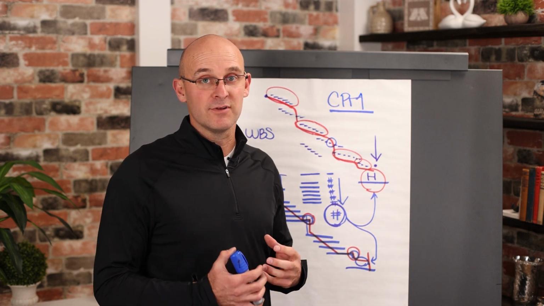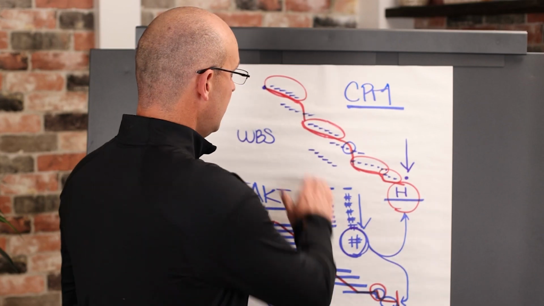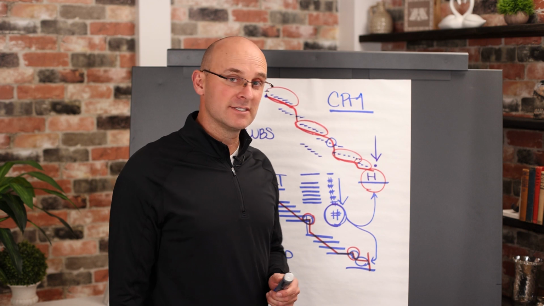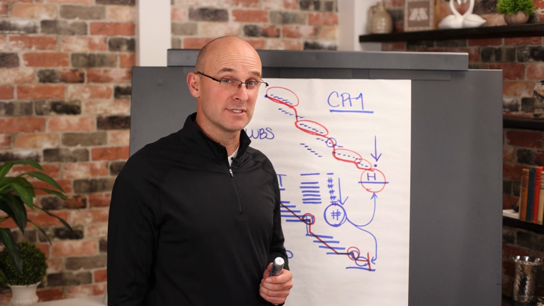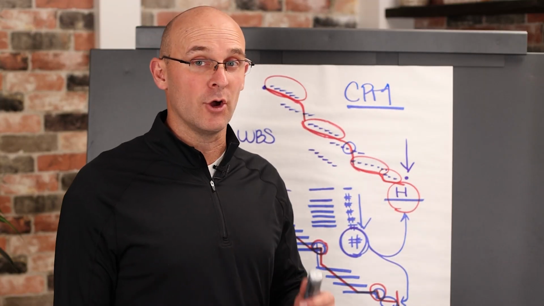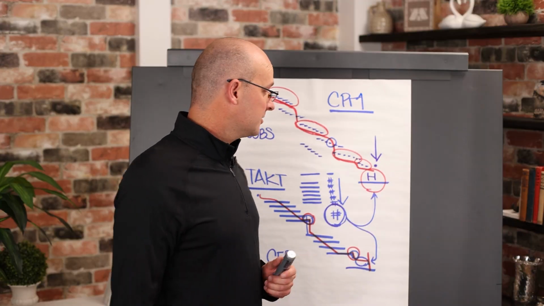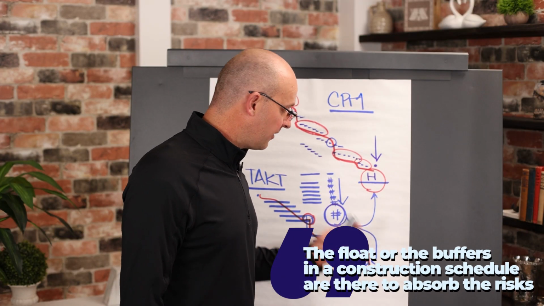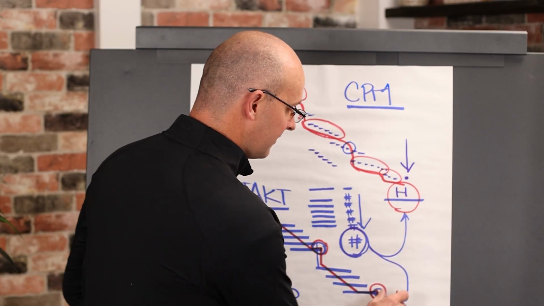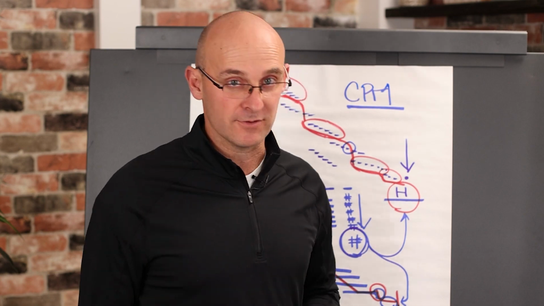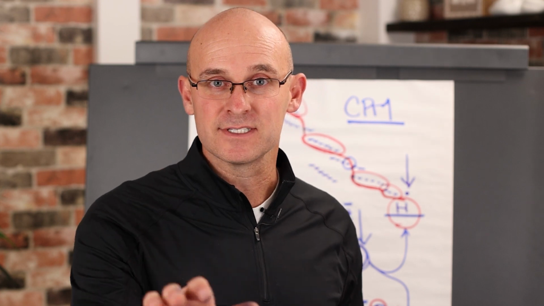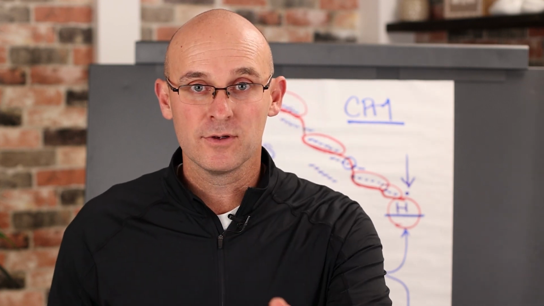What I want you to do is have an awakening to the fact that if you have a single critical path without float, we're in trouble. If you have a contract that says you'll only get a time extension or financial compensation if it's on the critical path, we're in trouble. If you don't have your float properly placed and owned by the right people, you're in trouble. And so the float or the buffers in a construction schedule are there to absorb the risks. And we must get back to having schedules with float and with buffers. I use the word float with CPM and buffers with Takt, by the way. So you should never have a schedule ever without float or without buffers.